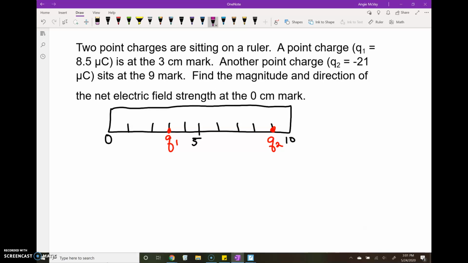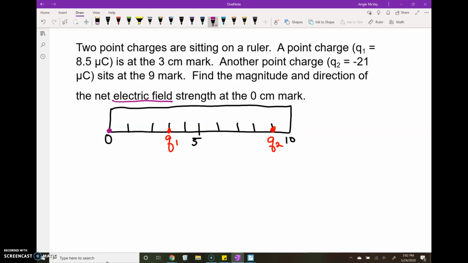But what we want to do is find the magnitude and direction of the net electric field strength at the 0 centimeter mark. Okay, so we're not looking at the force on Q1, the force on Q2. We're looking for the electric field strength. And what is the electric field strength at the 0 centimeter mark?